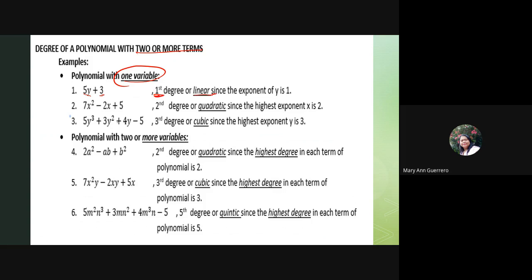Ganun lang yun. Ano degree dito? 2. Ano degree dito? 1. Ito, 0. Pinakamataas, 2. Kaya, second degree. Quadratic. So, ang hint lang doon, kuhanin mo lang kapag one variable lang siya, hanapin mo lang yung highest exponent ng variable. Tulad dito, 3, 2, 1. Ang highest niya, 3. So, third degree. So, ganun lang yan.